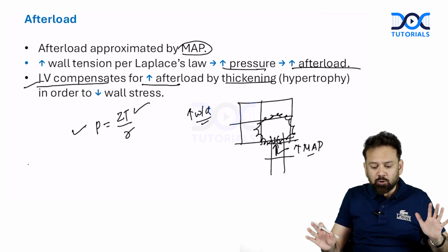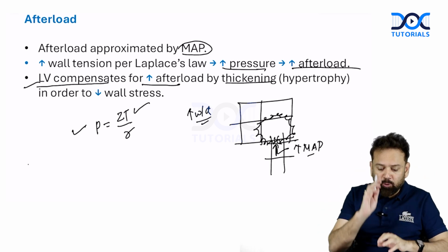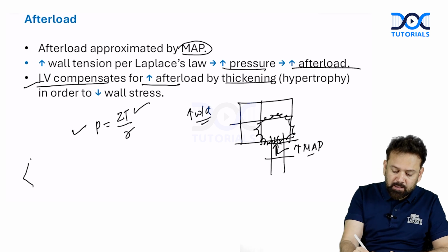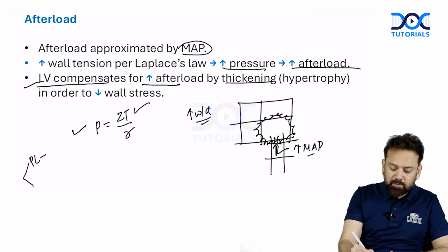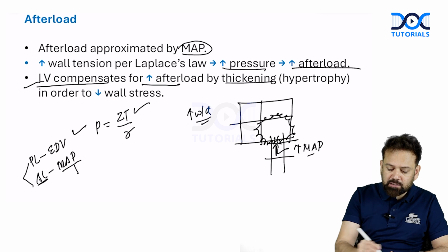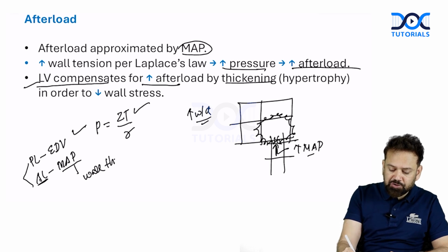Clear? Even if you forget about the Laplace law and all, only three points you have to remember. For your exam purpose, the indicator of preload is end diastolic volume. The indicator of afterload is mean arterial pressure. And if there is more and more afterload, because of this, there will be wall thickening. Only this much is sufficient for your exam.